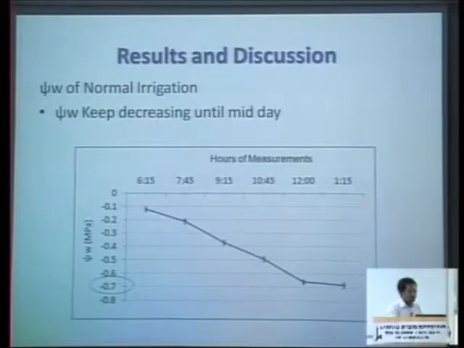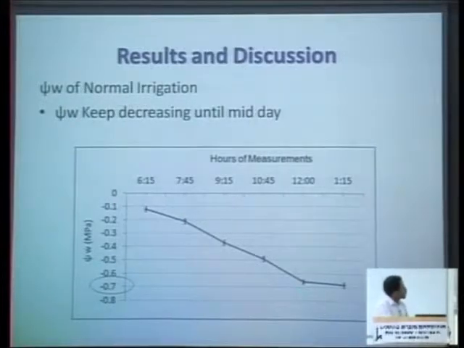So all in all, we try to show the results first on the normal irrigation, and when you see here, the water potential is on the y-axis and the time of measurement is here. Normally the water potential in the morning was higher, about negative 0.12 or something like that, and it keeps decreasing until the middle of the day. But at midday, the water potential stops decreasing.